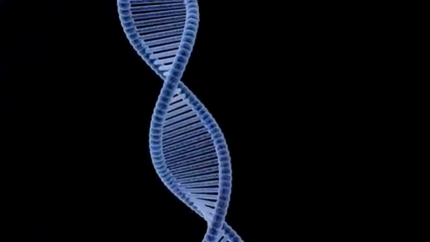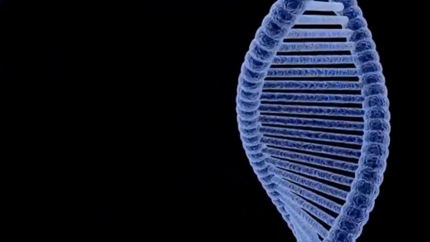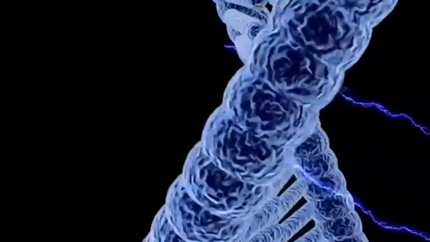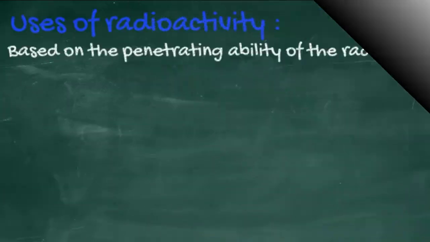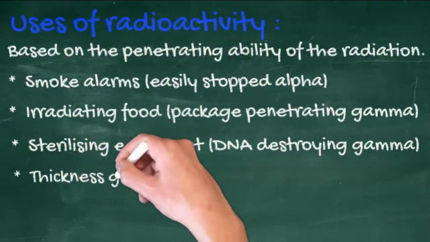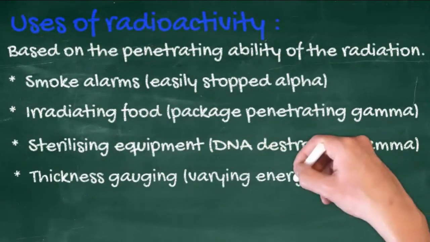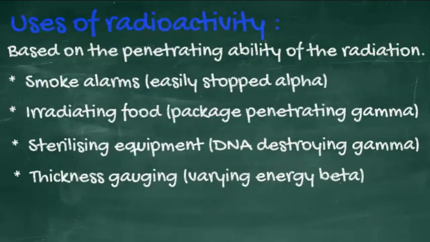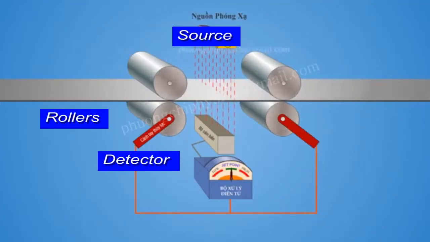The gamma radiation emitted is sufficiently powerful to disrupt DNA within living cells, and by destroying the DNA, you kill the cell. Beta particles have a range of energies and therefore a range of penetrating powers, so can be used to gauge thickness and depth. This is a rolling mill for the production of steel, with a radioactive source, a beta source, above the steel sheet and a detector below.